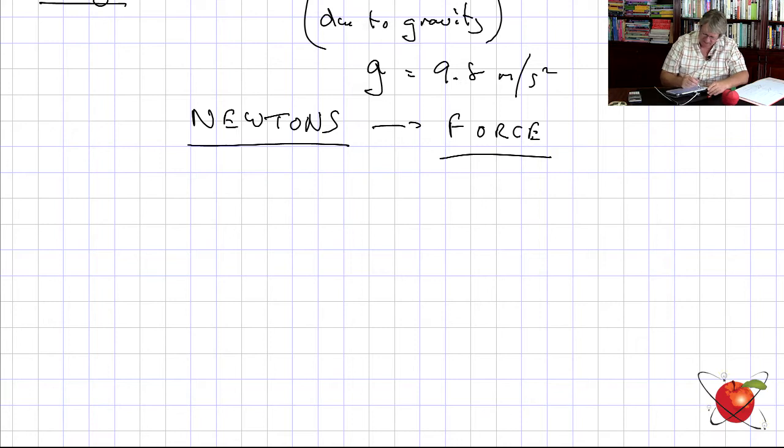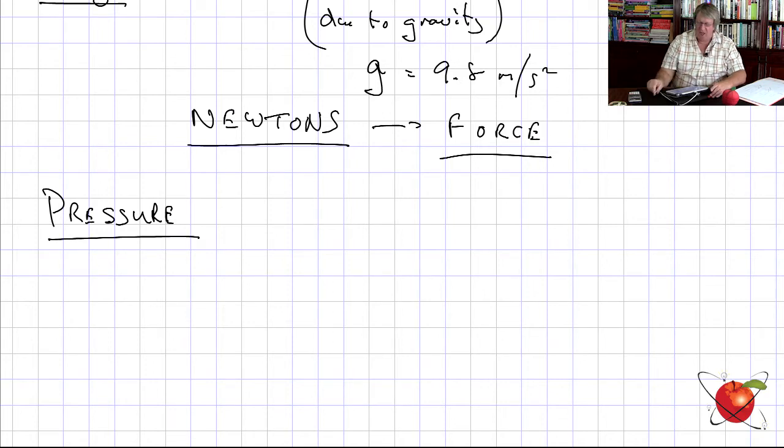Simple one in this case, all right? Pressure. Pressure, all right? Something is under pressure, okay? How do we measure pressure? What actually is it? Well, pressure, let's just think.